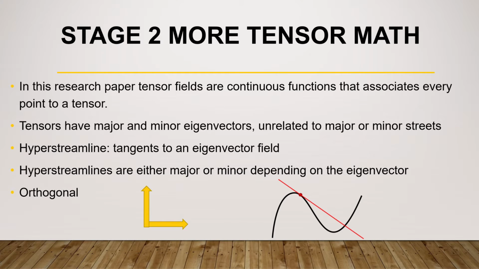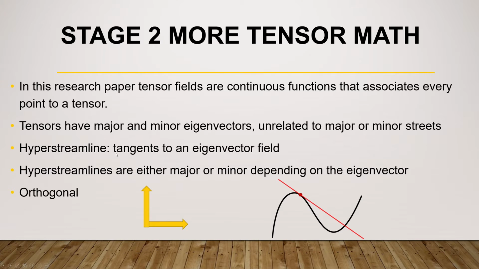So we've got to do some more math though. Firstly, tensor fields are a continuous function that associates every point to a tensor. Like I mentioned, every point on this graph, if you picture it as a graph, is a tensor. Every point is a tensor. And like I said, tensors have minor and major vectors, eigenvectors, sorry. These are not related to major and minor streets. And then a hyperstreamline is a tangent to an eigenvector field.